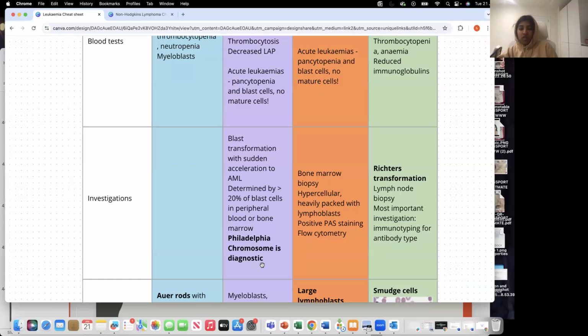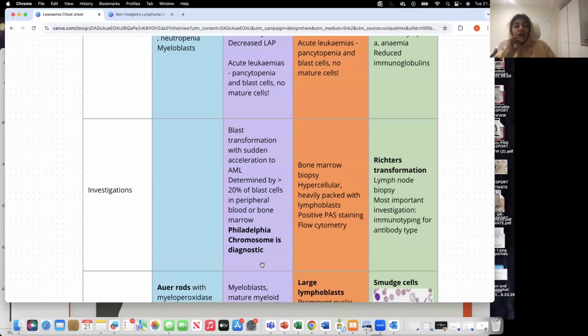So if someone's got chronic myeloid leukemia, the last thing you want them to do is go into the acute myeloid leukemia phase, because that's when all the immature cells are proliferating and all the other cells get suppressed and you get pancytopenia. So that's your worst nightmare. You can determine that by seeing the percentage of blast cells in your peripheral bone marrow or your blood. The diagnostic factor is Philadelphia chromosome in CML.